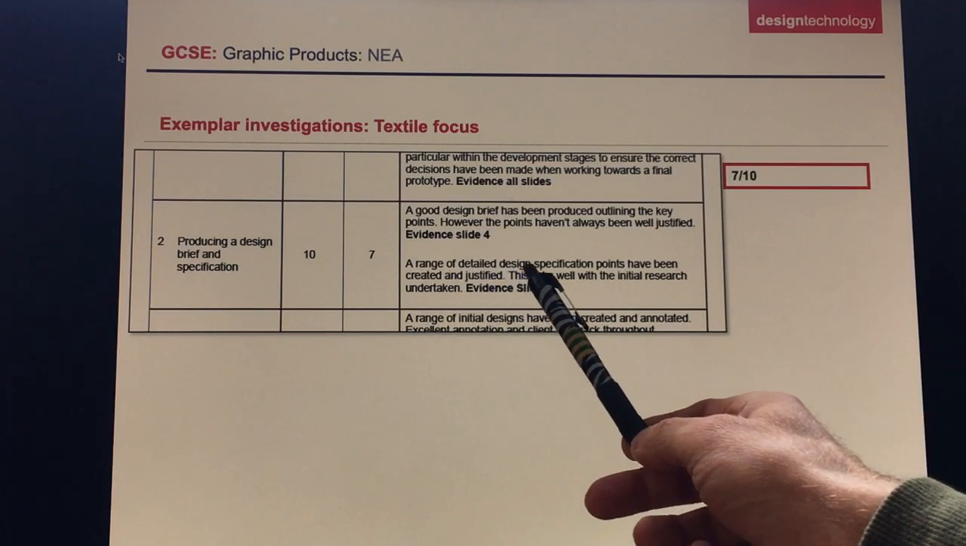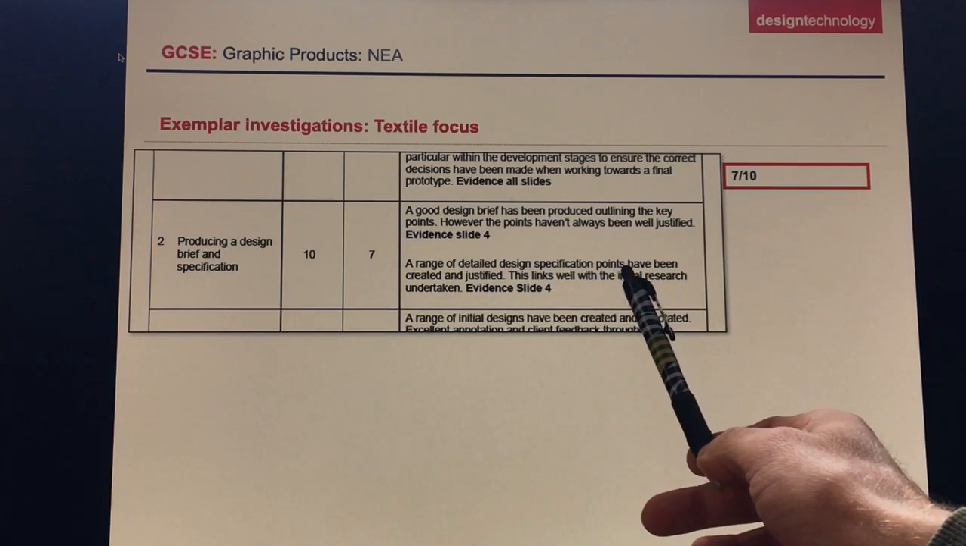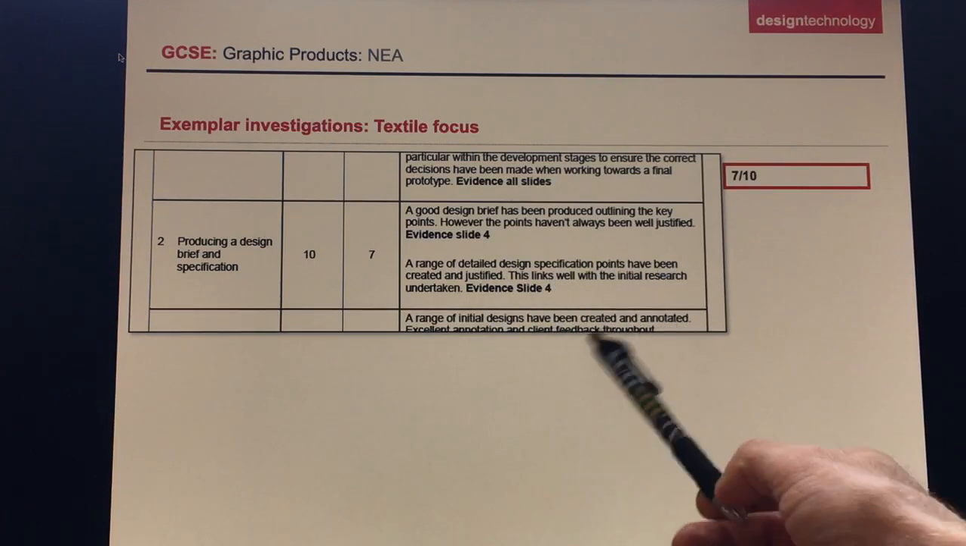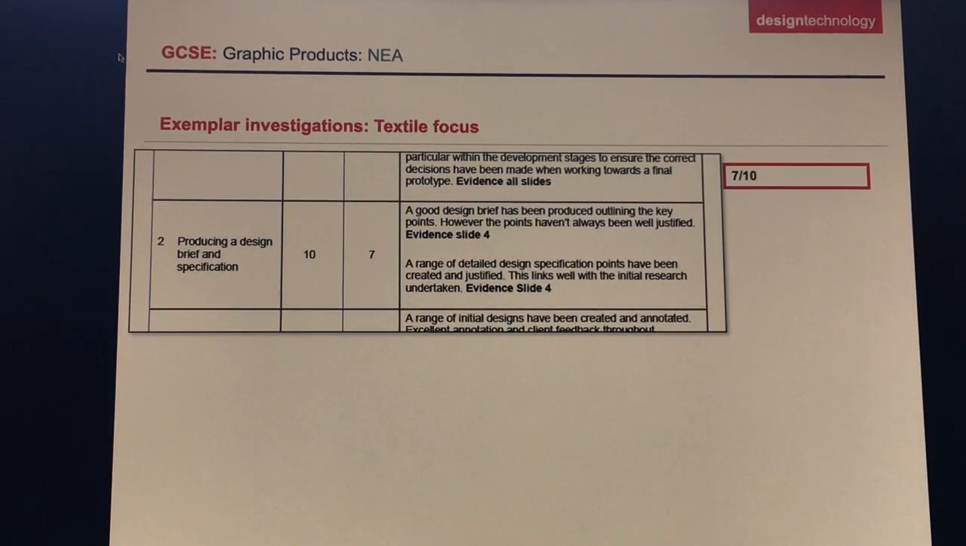So it says a range of detailed design specification points have been created and justified. This links well with the research. So in the justification, they must be saying why that point's in there and how it links back to the research that they've carried out.